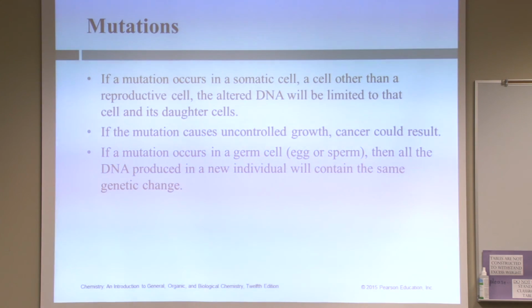But if a mutation occurs in a germ cell, egg or sperm, then all the DNA produced in a new individual will contain the same genetic change. So now this has transferred to the offspring.